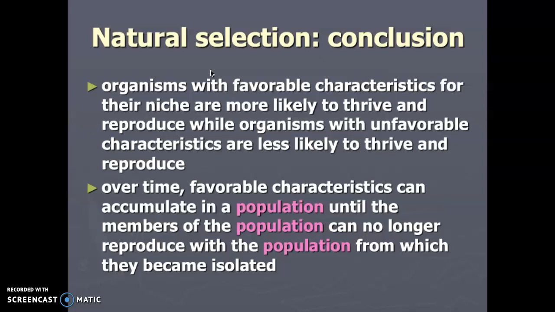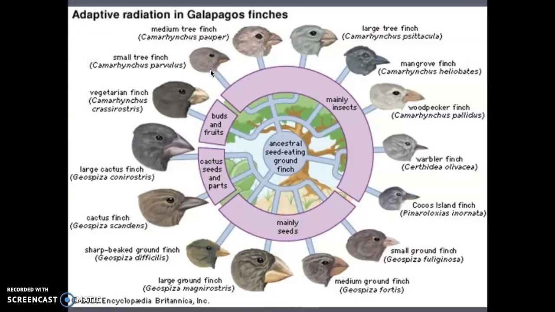Over time, favorable characteristics can accumulate in a population until members of that population can no longer reproduce with the population or the species from which they became isolated. And at that point, you have a new species, and you have the origin of all of these different types of finches that Darwin found.